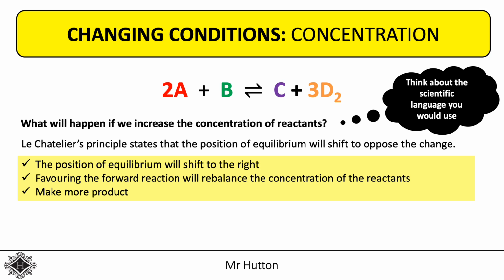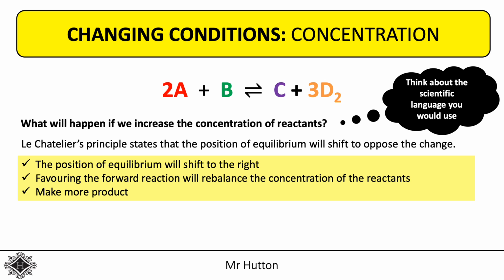Excellent, well done. Because we've increased the concentration of A and B, the system is going to oppose that change. So the position of equilibrium is going to shift to the right, to make more product, and therefore the concentration of A and B will go down again because they've been used to make C and D. So we've opposed that change that's come in.